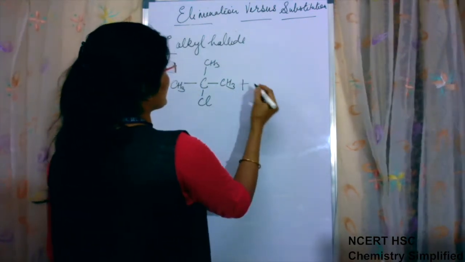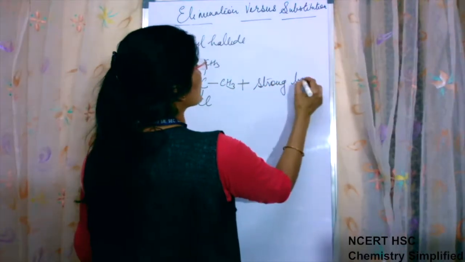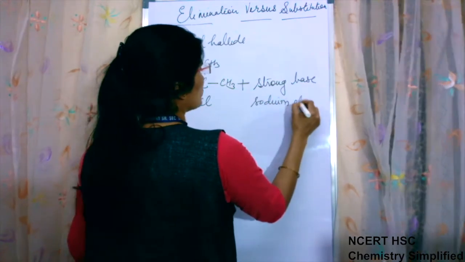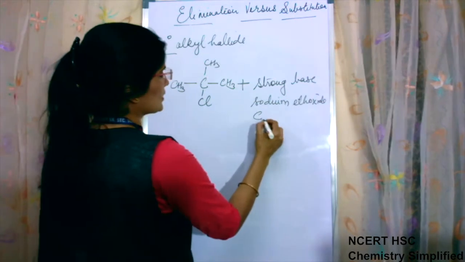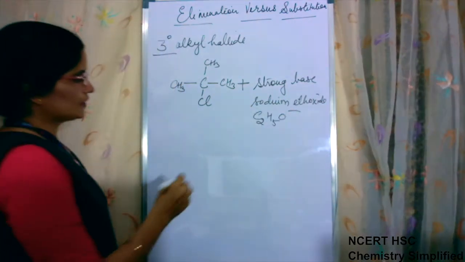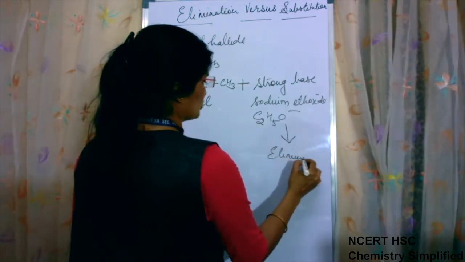if it reacts with again a strong base like sodium ethoxide, which is written as C2H5O negative ion, then it will undergo elimination.